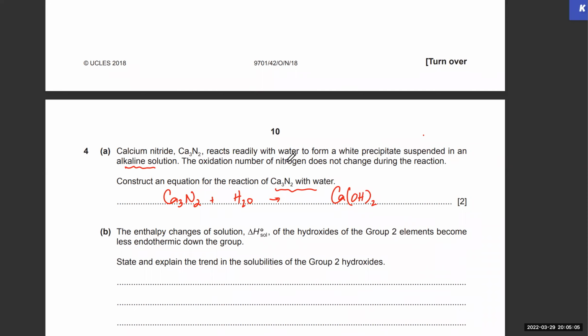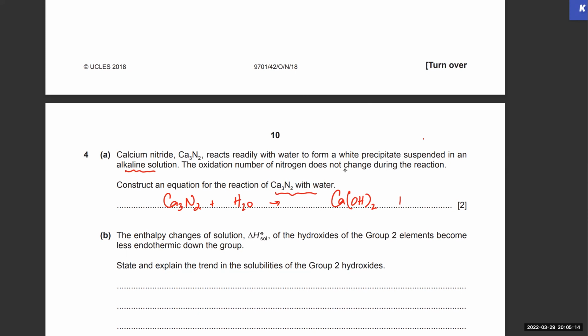And the other thing is that the oxidation number of nitrogen does not change. So what is happening to nitrogen? Can anyone guess the oxidation number of nitrogen? There is something else that is going to be produced, and the oxidation number of nitrogen does not change. So first, guess. Ammonia. Okay, that's going to be ammonia.